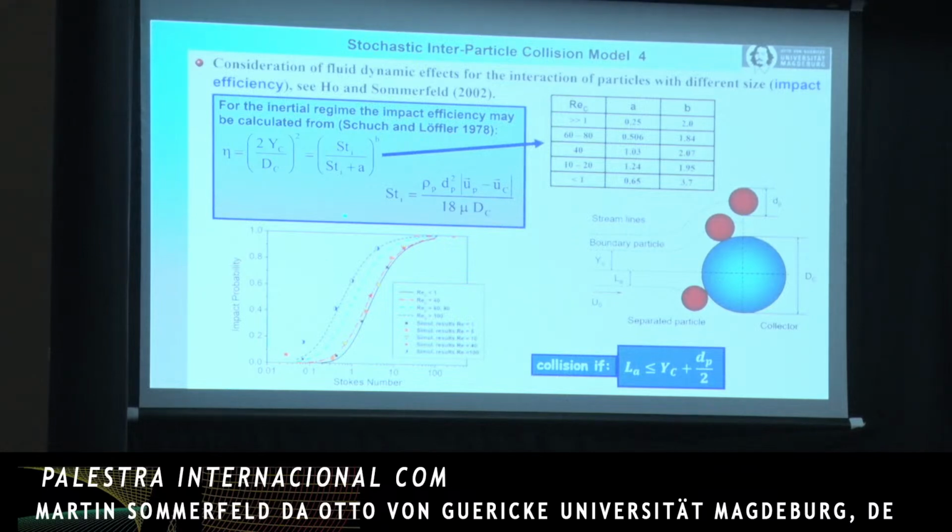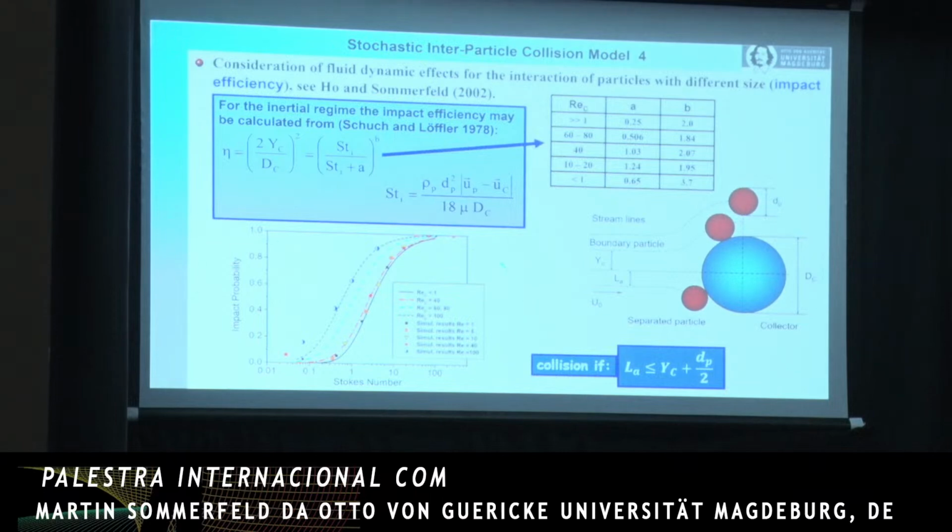And Tuch and Löffler provided this definition: the diameter of this circle is YC, and this is the diameter of the collector, and this squared, because you compare areas, is the impact efficiency. 10%, 20%, depending on the particle size.